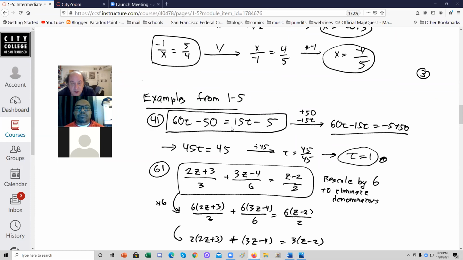So we transpose 15t to the left by subtracting from both sides. We transpose 50 to the right by adding it to both sides. These cancel on their sides, and you get on the left 60t minus 15t. On the right, minus 5 plus 50. So 60t minus 15t equals minus 5 plus 50. After a bit of simplifying, 45t equals 45. To isolate t, we undo times 45, so we divide both sides by 45. It cancels on the left. You get t equals 45 over 45, which means that t equals 1.